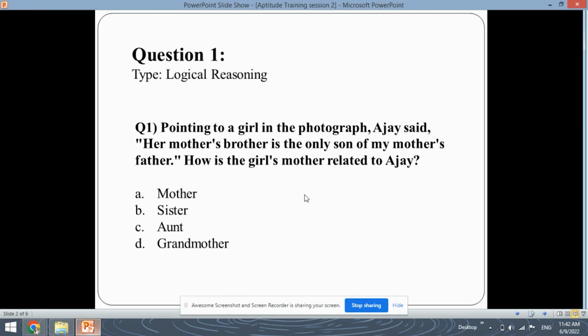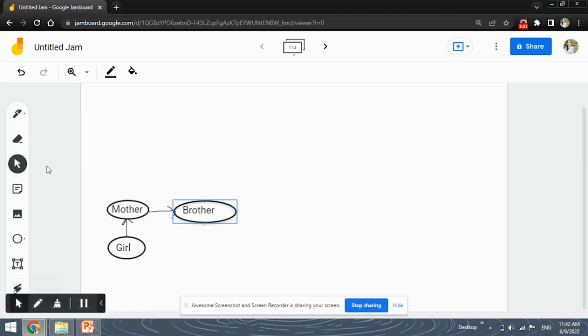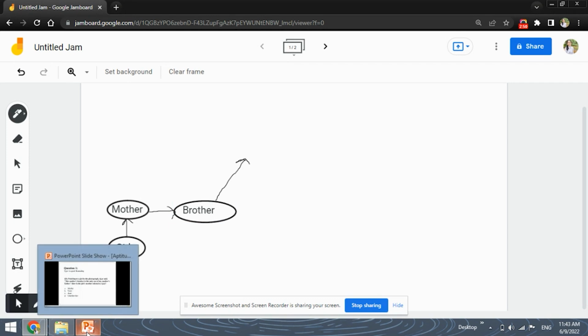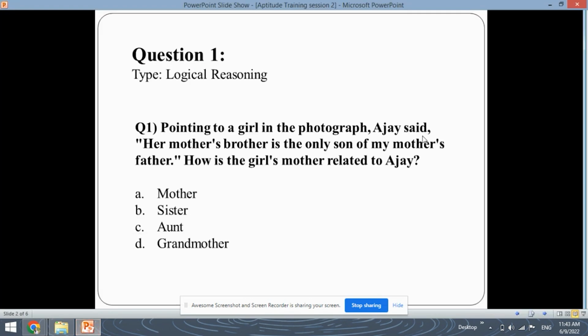Next we have, her mother's brother is the only son of my mother's father. So this brother is someone's son. So point in the upward direction because obviously his father will be one generation above this person, the mother's brother. Is the only son of my mother's father. So here my mother's father is nothing but Ajay's mother's father because he is describing this sentence. So here the pronoun my is nothing but Ajay.